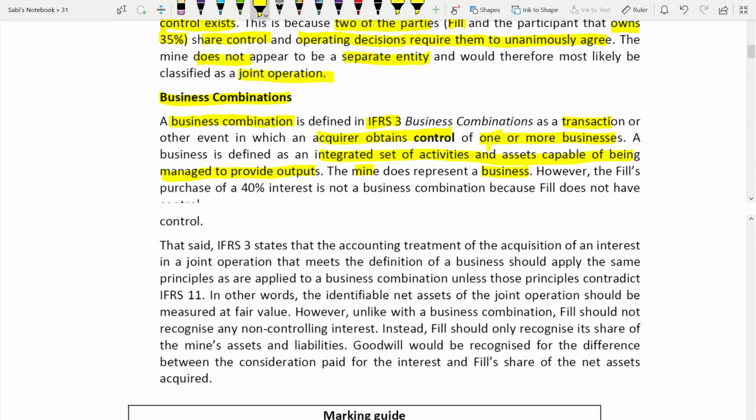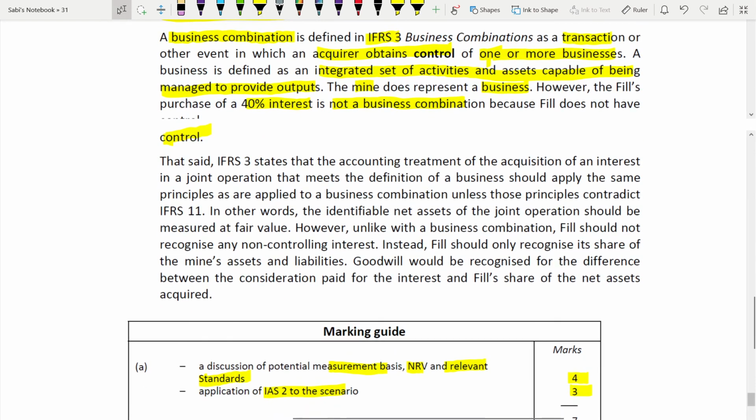However, the Phil's purchase, how much has he purchased? Only 40%. And 40% we know is not control. To have control, you have to have more than 50%. But you can say they have an influence. That means it's an associate, you can say. Phil purchased a 40% interest, and it is not a business combination, because Phil does not have control. Simple. Not more than 50%, they don't have control. If they don't have control, it's not known as a business combination. So then what's next?